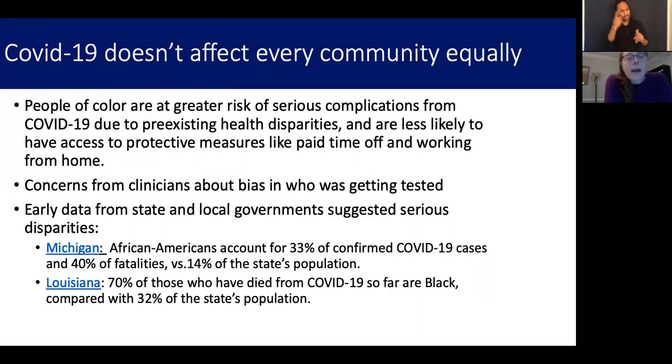And following that, I think due to our pressure and some other conversation, state and local governments started releasing data in early April about their cases by race and ethnicity. And I think that early data was really striking. In Michigan, African Americans were a third of all confirmed COVID cases and 40% of fatalities. They're only 14% of the state's population. In Louisiana, 70% of those who have died from COVID-19 are Black, compared with 32% of the state's population. So those dramatic disparities, I think, really focused people's attention on this issue.